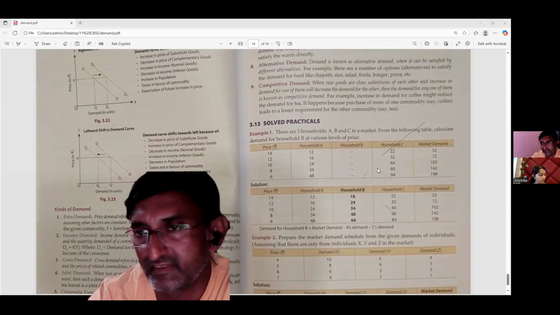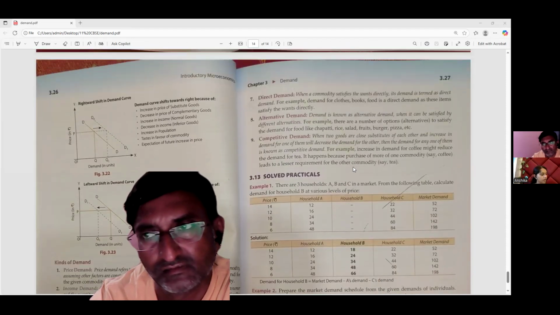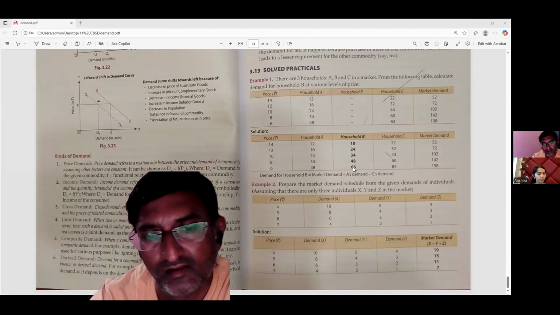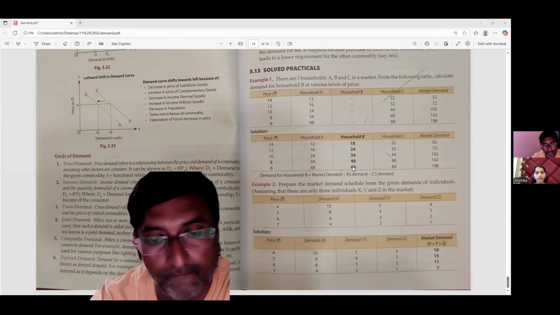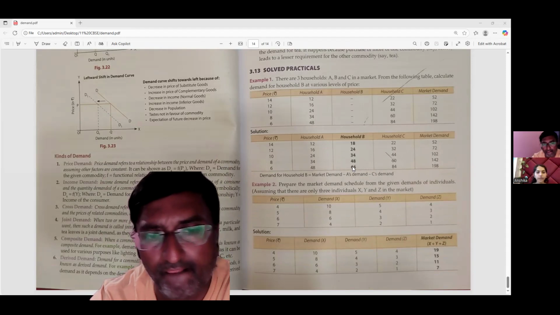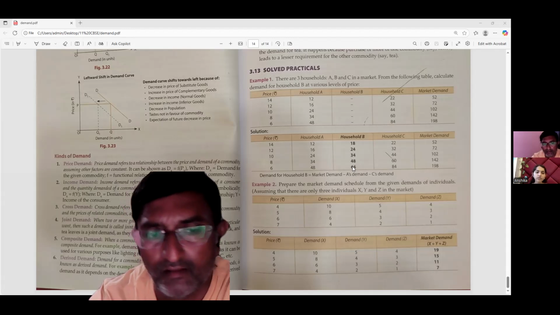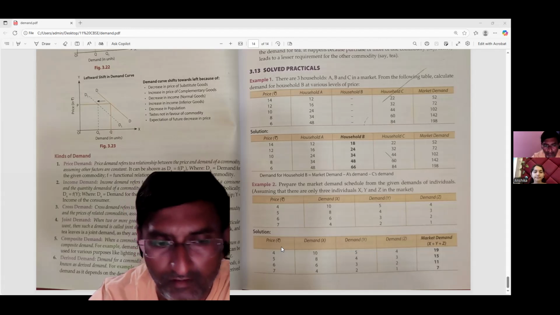There are three households A, B, C. Can derived demand be called a commodity that depends on the demand for other goods? For example, if you need to make tea, you need sugar, so it's kind of derived, right? You're using sugar, so in a way it's connected.